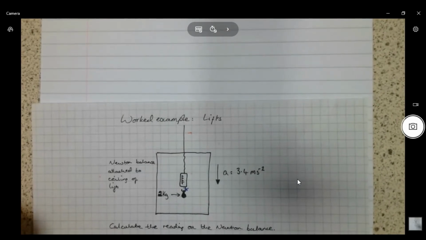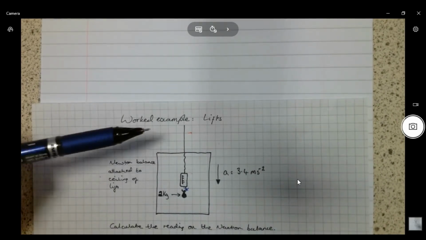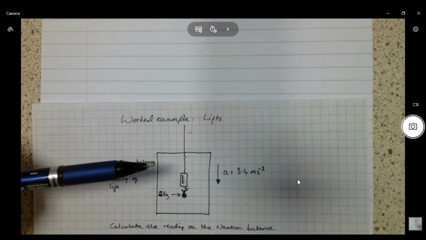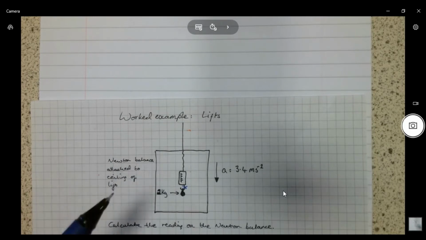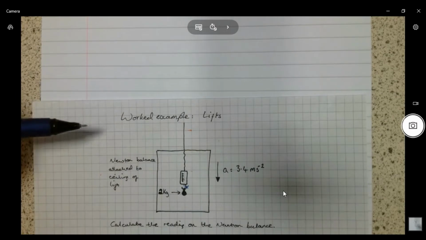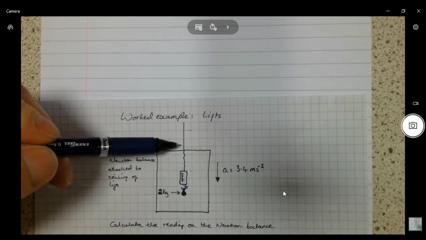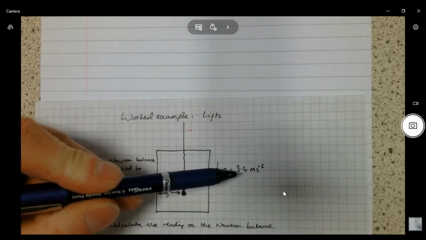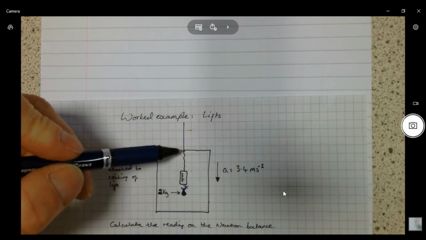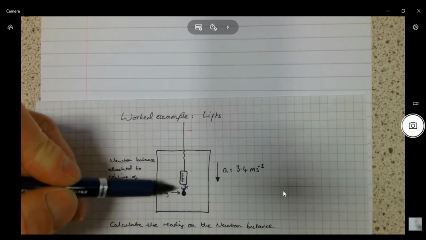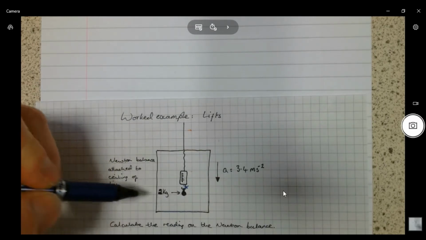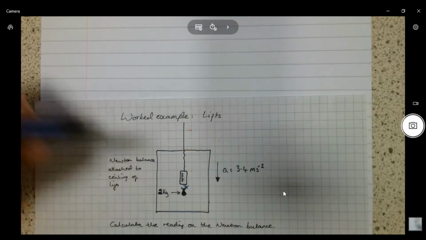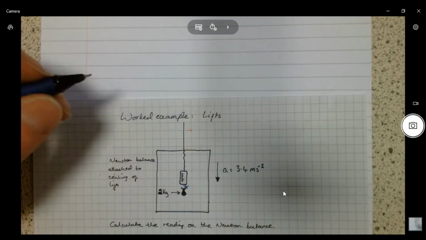Okay, so yesterday we looked at lifts, tension. I said for you to have a look at this problem, take a photograph of it, and complete the problem. Now what we had is a lift, and the lift was accelerating downwards at 3.4 meters per second squared. There's a Newton balance suspended in the lift, and that Newton balance has a mass of 2 kilograms attached to it. And what you had to do is calculate the reading on the Newton balance.